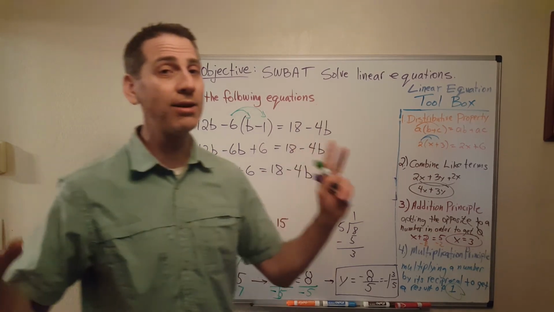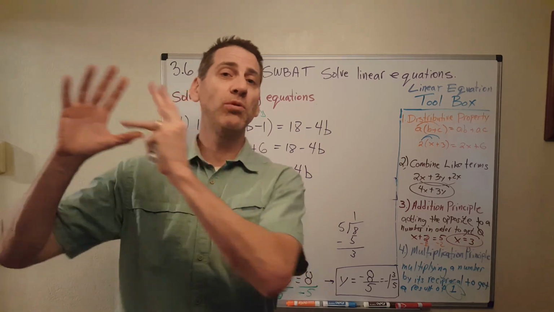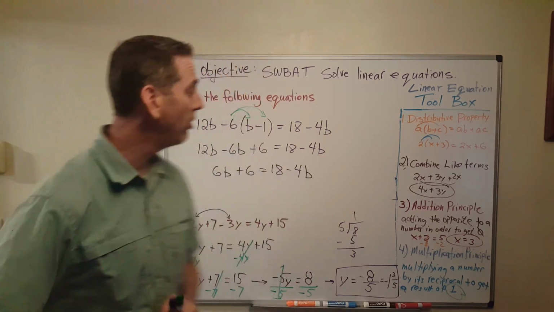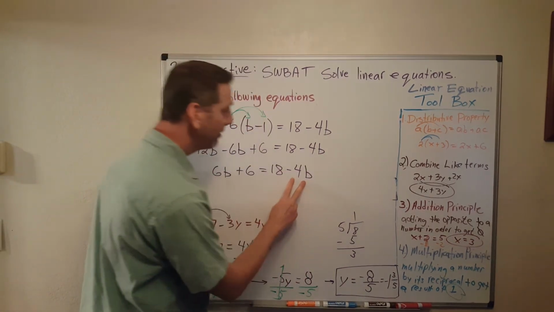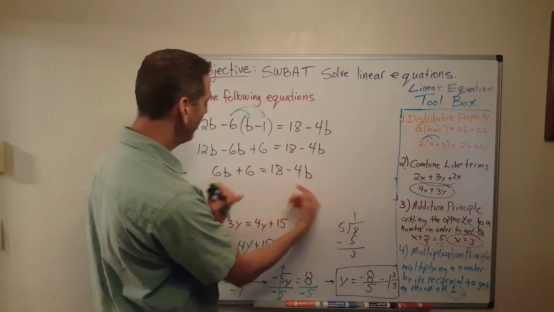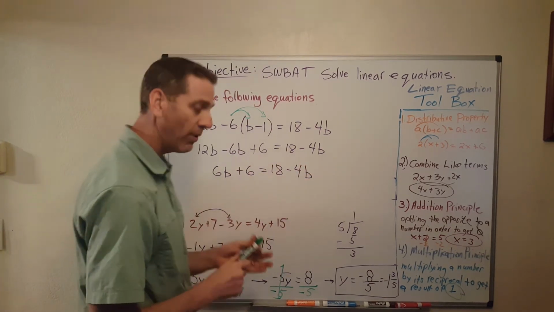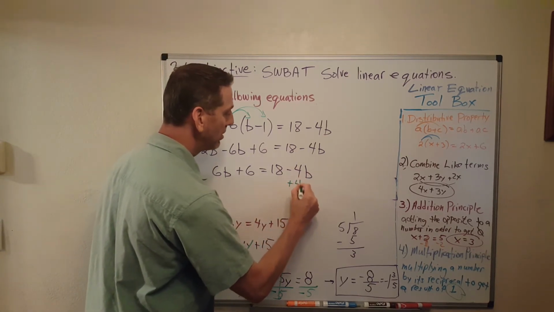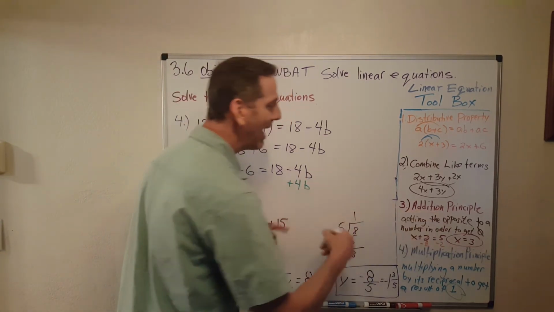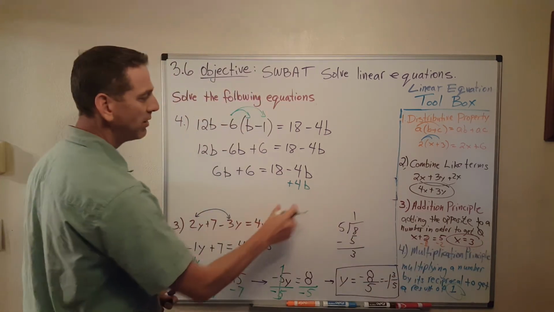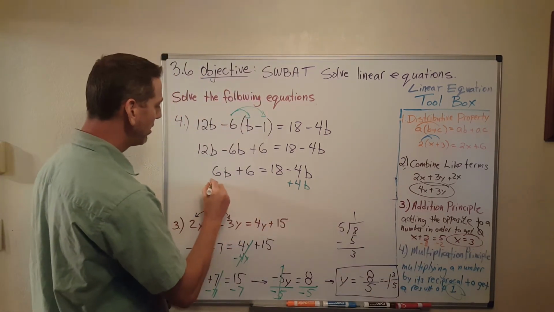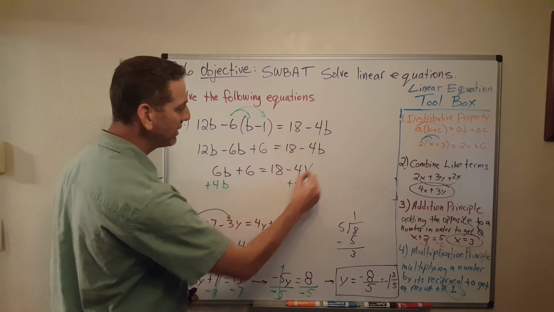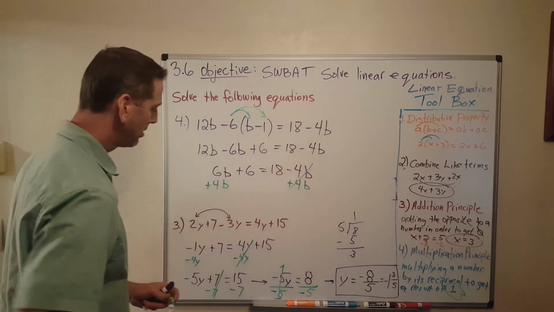All right, so remember what I like to do. I like to get all the variables all the way to the left. So see this -4b? I don't like that. I want to get him over here. Okay, how do I do that? Well, I have to add his opposite. Remember, the addition principle is adding the opposite. So plus 4b to both sides, and look, that just cancels, doesn't it?